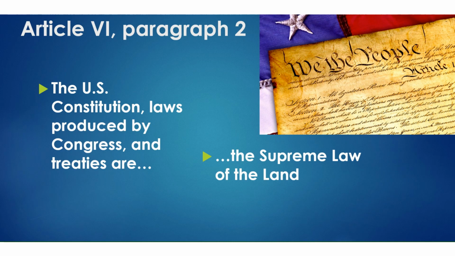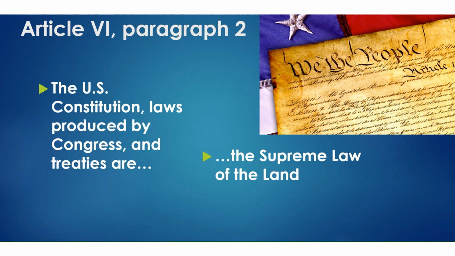And if you're looking at this and you're not viewing a presentation, I'm sure that I addressed that subject when we looked at this during the live class time. But the second paragraph of Article 6 of the U.S. Constitution has this interesting language, and it really lists three categories of laws: the laws produced by Congress, the U.S. Constitution, and treaties.